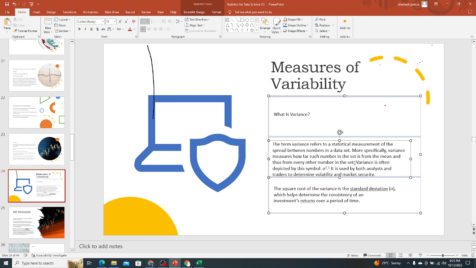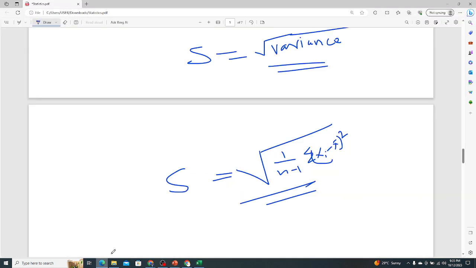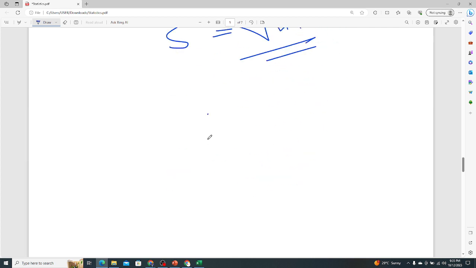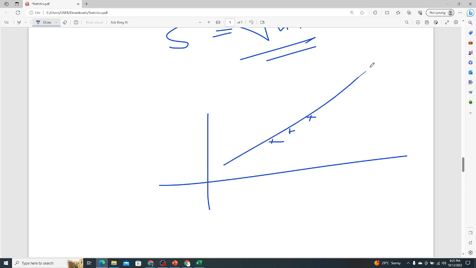So basically it's trying to show us the distance between the individual values and the mean. It's like when we'll be discussing regression analysis, we'll talk about something we call the error term.